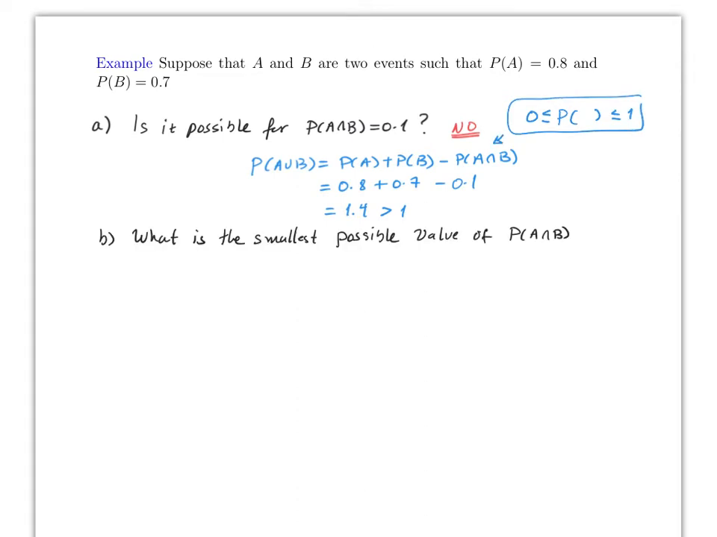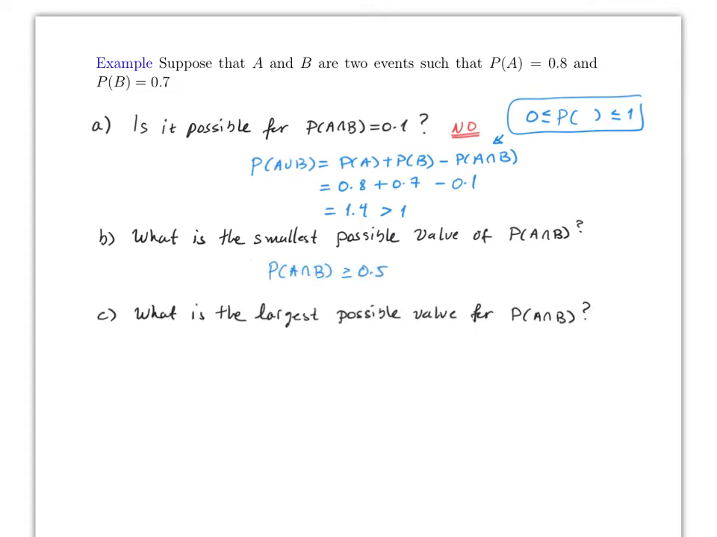Okay, so using still the same information, what is the smallest possible value for the intersection? Well, given that the probability has to be less than or equal to 1, the sum of these two gives you 1.5. So that means that the smallest that A and B can be has to be 0.5.